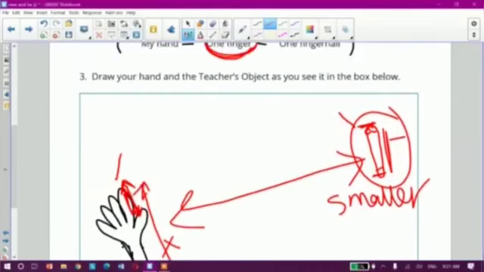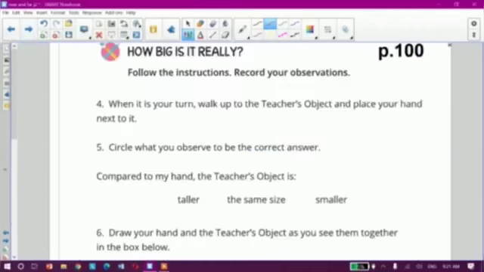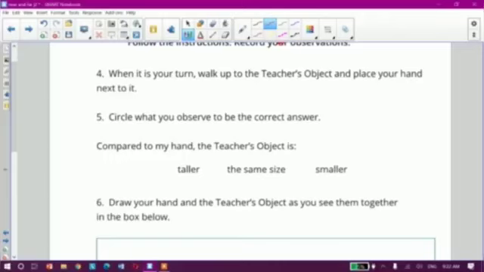Okay, open at page 100 and write the date of today. 10 December 2020. Follow the instruction and record. When it is your turn, walk up to the teacher. If you walk up to the teacher, will you become near to the teacher or far away from the teacher? Okay, so you will be nearer to the teacher. And place your hand next to it. So you will hold up your hand like this, near to the teacher who is also holding the pencil.